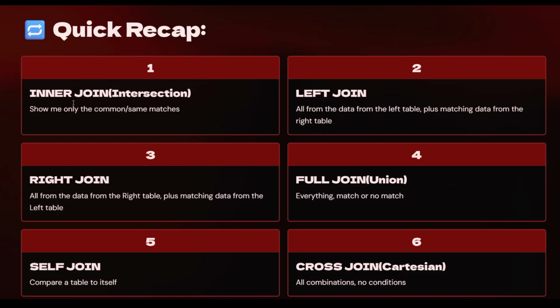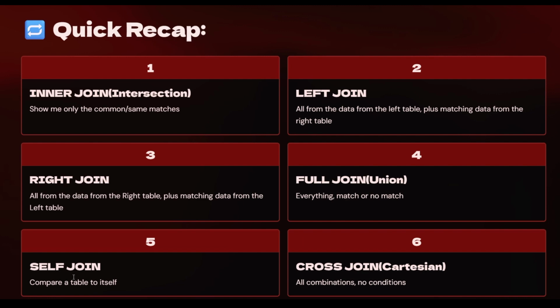Inner join, as we said, shows you the common data. It's an intersection of data. Left join, again, is all the data from the left table plus the matching data from the right table. Right join, opposite of left, is all the data from the right plus matching from the left table. Full join is like a union. Everything, match or no match, you will be getting.